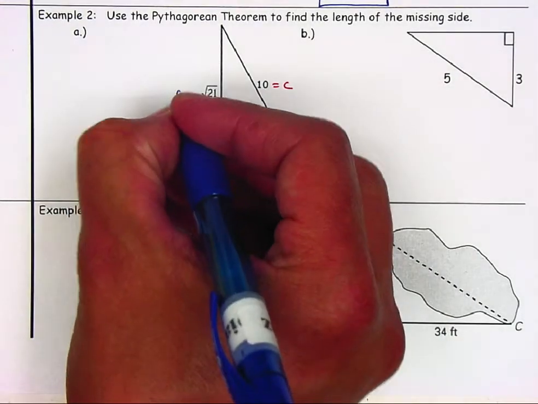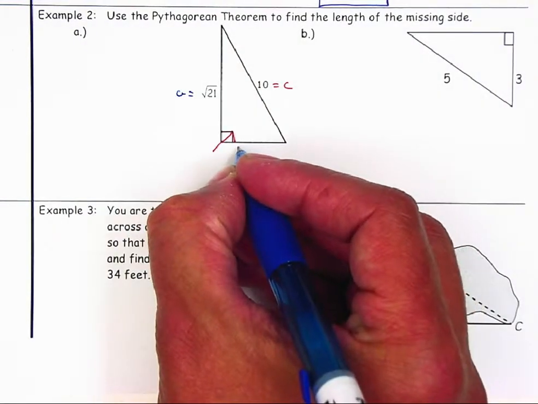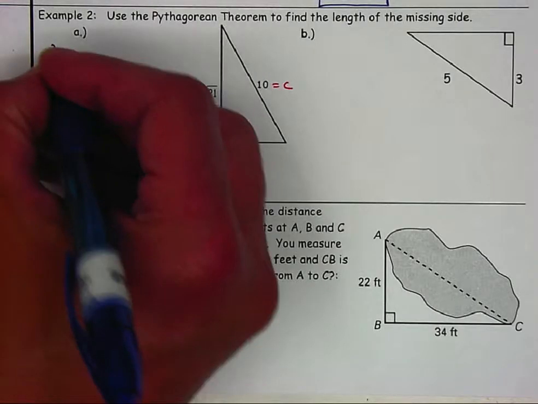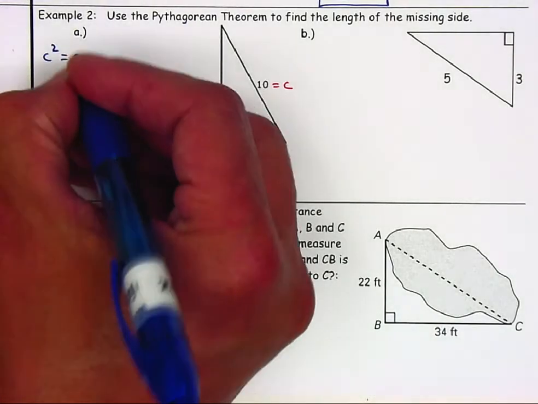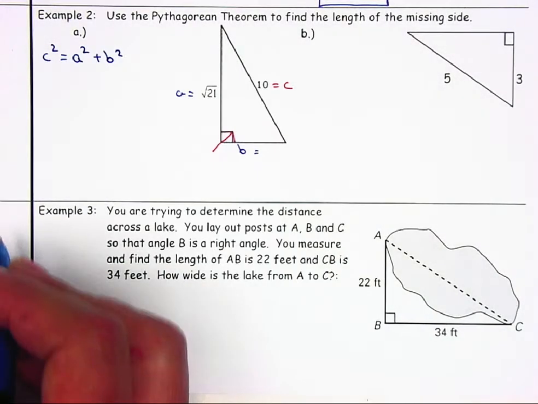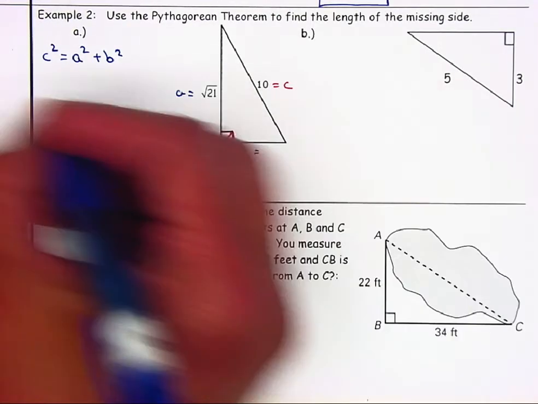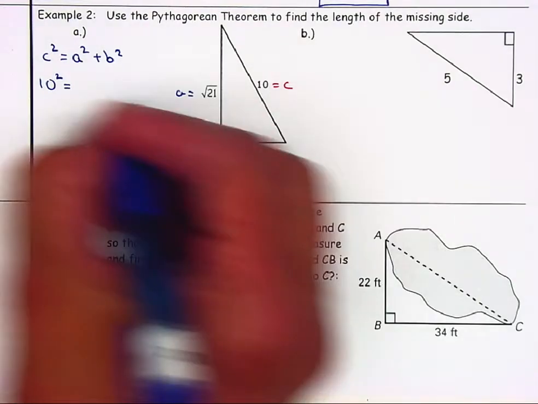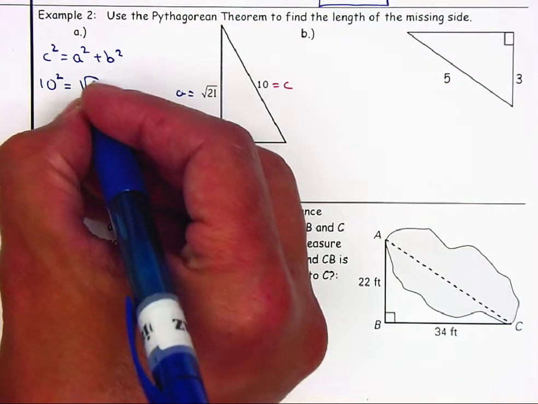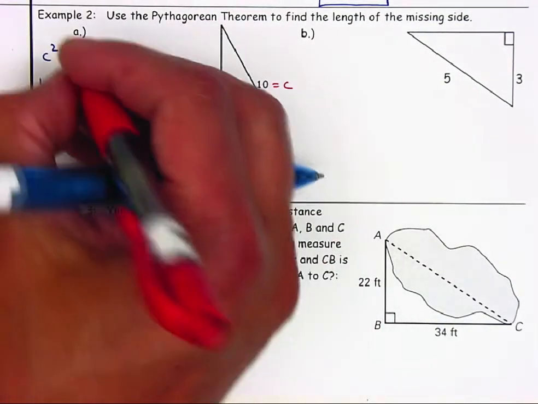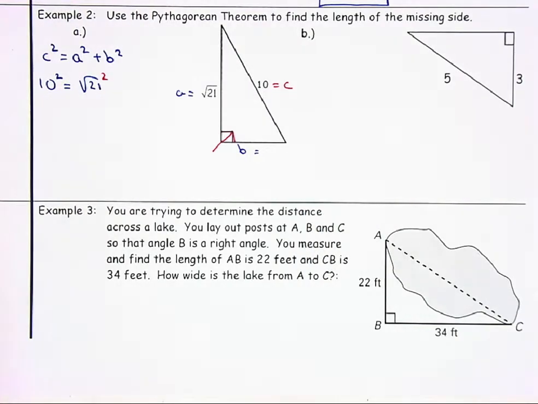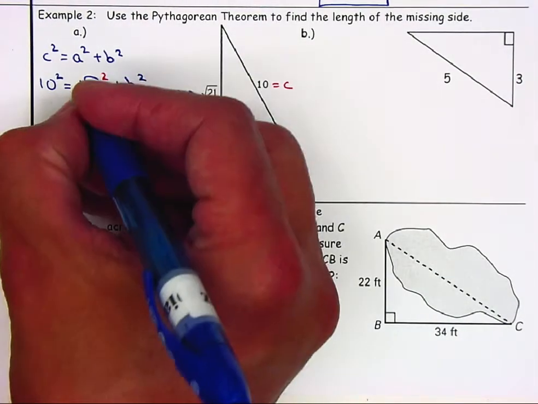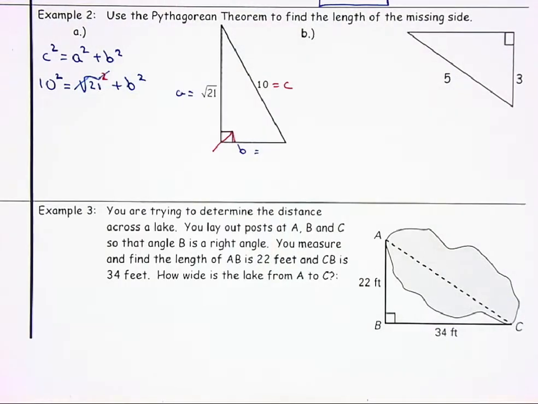This will be the value of A, and we're looking for B. So it'll be C squared is equal to A squared plus B squared. C will be 10, that'll be 10 squared, equal to A will be the square root of 21, squared. So we still have the square outside, plus B squared. The square root and the square cancel each other.